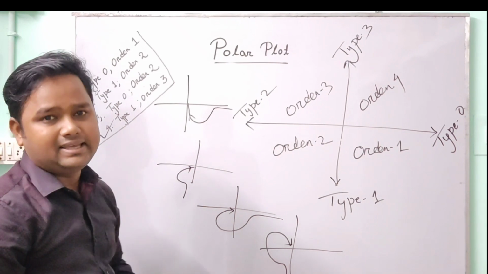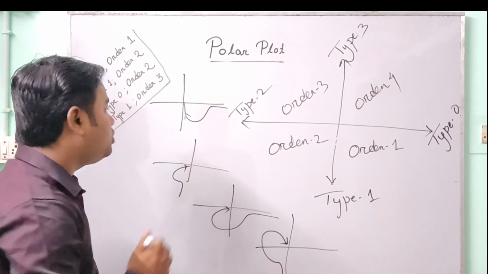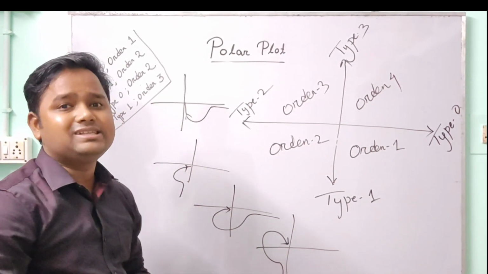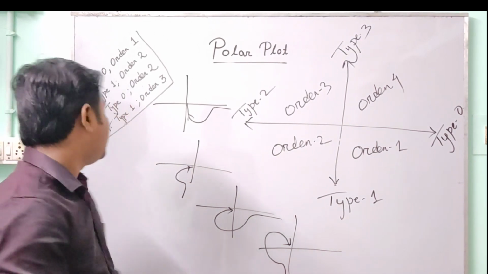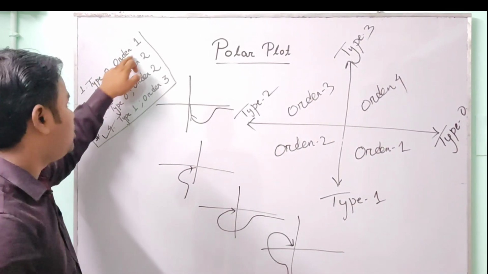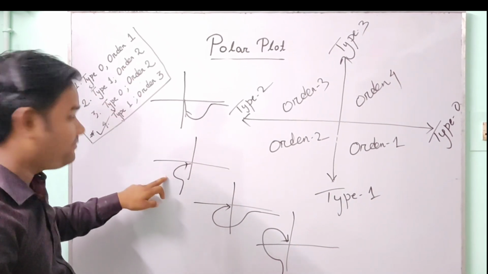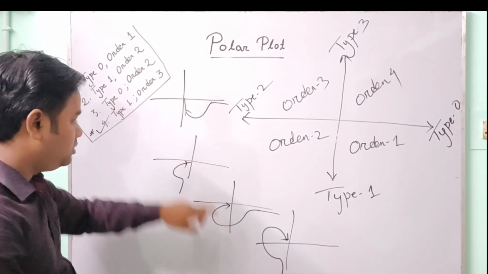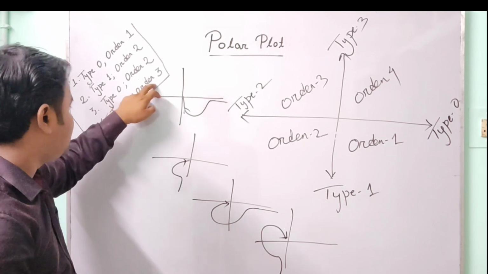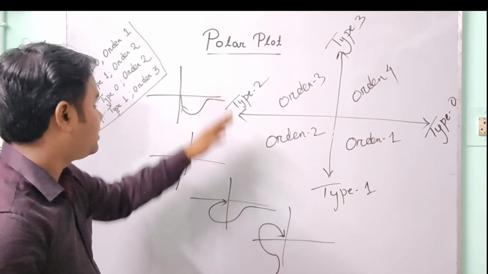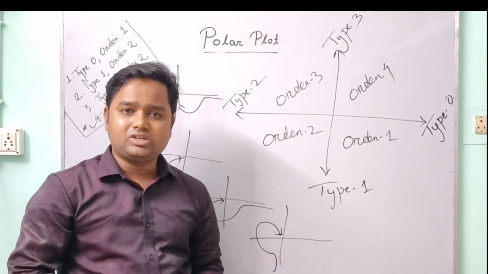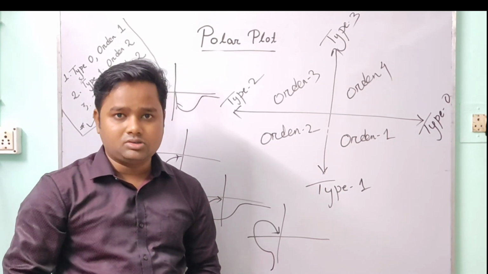So this is an easy technique for how to draw the polar plot irrespective of its magnitude. Now we have studied the type 0 order 1, the graph is this one. The type 1 order 2, this graph. Type 0 order 2, this graph. And type 1 order 3, this graph. In this class, we have already studied all the things about the polar plot. Thank you.